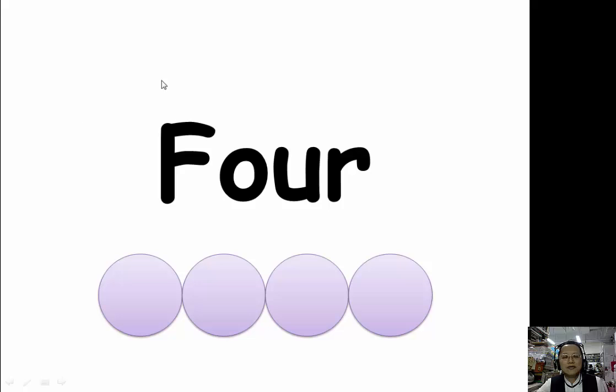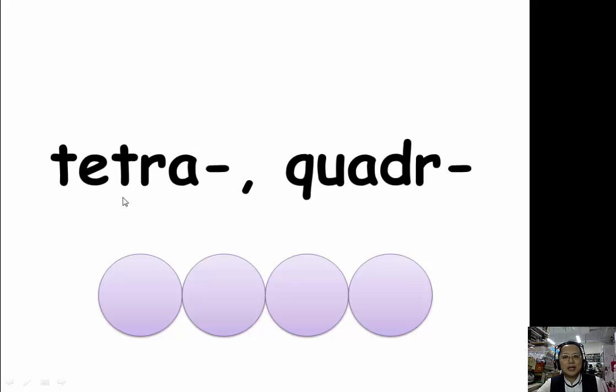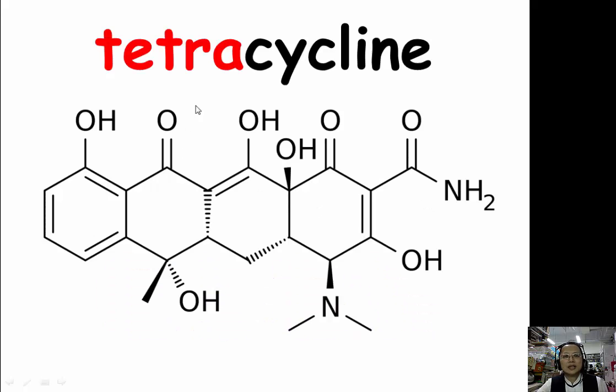4. How to say 4 in professional prefix. Tetra and quadra. T-E-T-R-A and Q-U-A-D-R, quadra. Let's see. Like this is an antibiotic called tetracycline. It is named this way because the structure of it has 4 circles. 1, 2, 3, 4. So it's tetracycline.